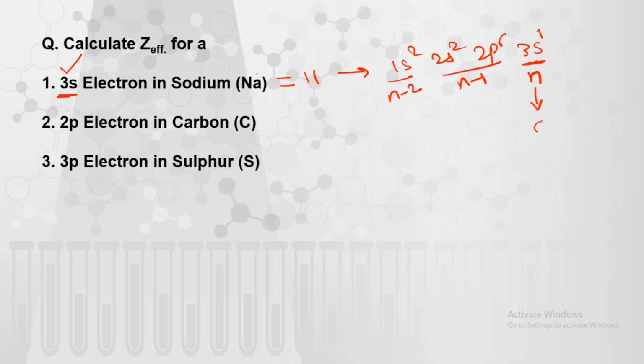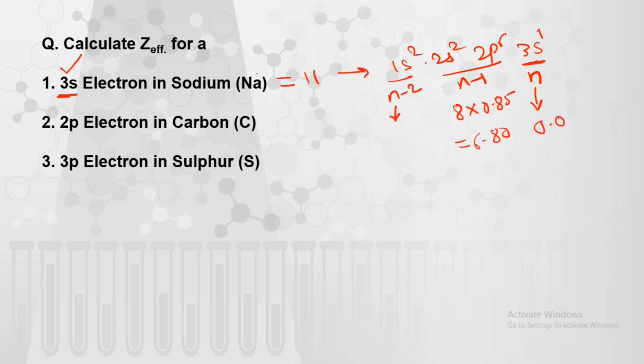Only one electron is present in the 3s orbital. That's why it contributes 0, because there is no other electron which shows effect on the other electron. Now we'll move to the next part, that is n minus 1. Here there are total 8 electrons, 8 into the contribution in n minus 1 shell, which is 0.85. And it comes around 6.80.